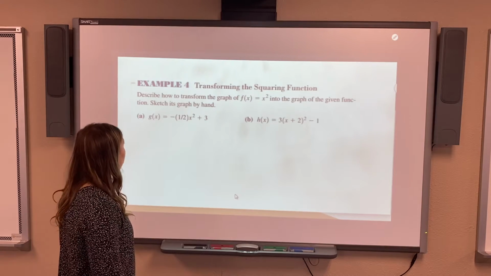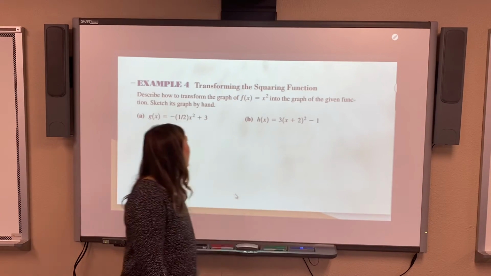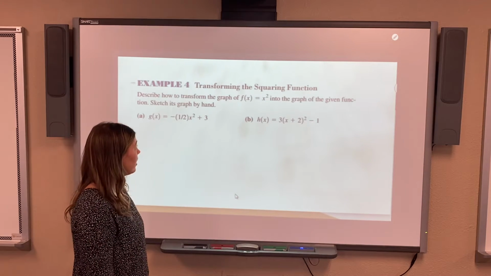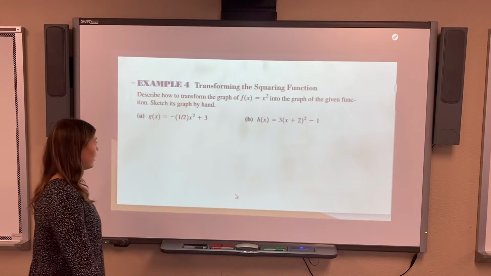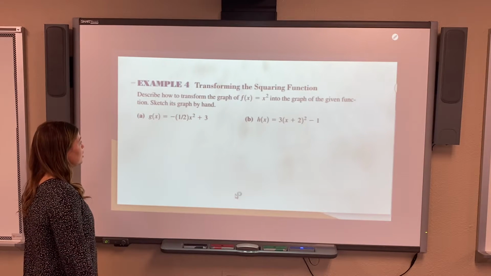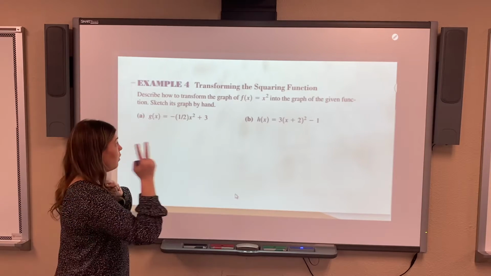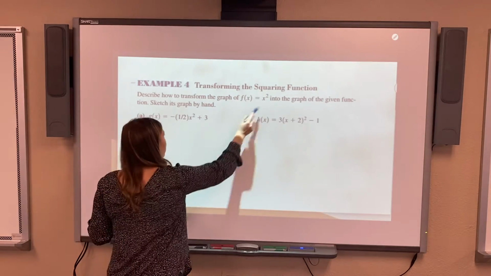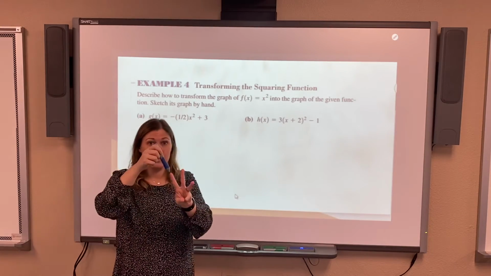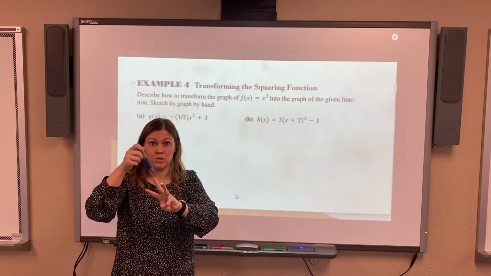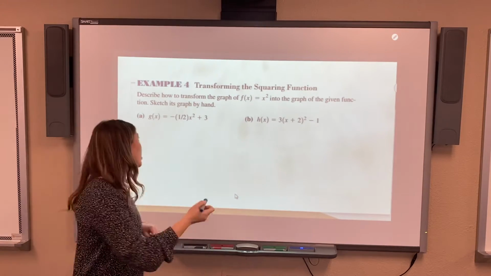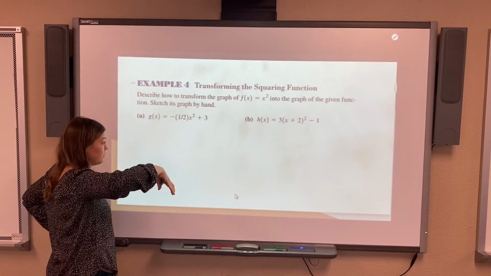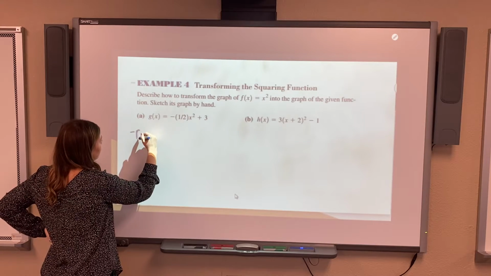So transforming the squaring function, which is just a quadratic. To describe how to transform the graph of f of x equals x squared into the graph of the given function and then sketch its graph by hand. Okay, so A is g of x is equal to negative 1/2 x squared plus 3. From here to here, there are 3 different things. We have a negative, we have a 1/2, and we have a plus 3. So we should have 3 different transformations. The first, this negative: if it's a negative, it is flipped upside down. It opens down. So that means it is reflected across the x-axis.